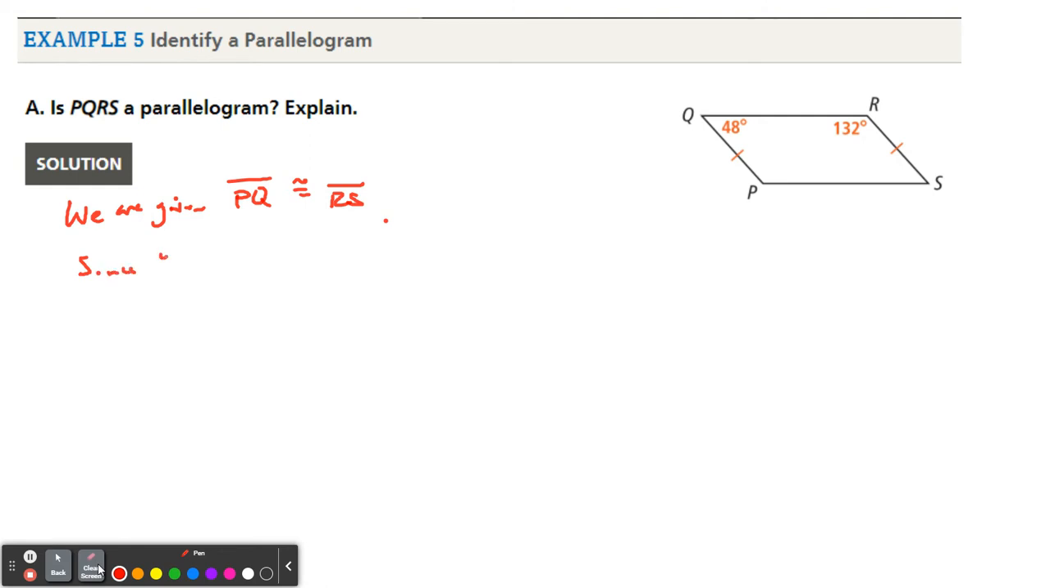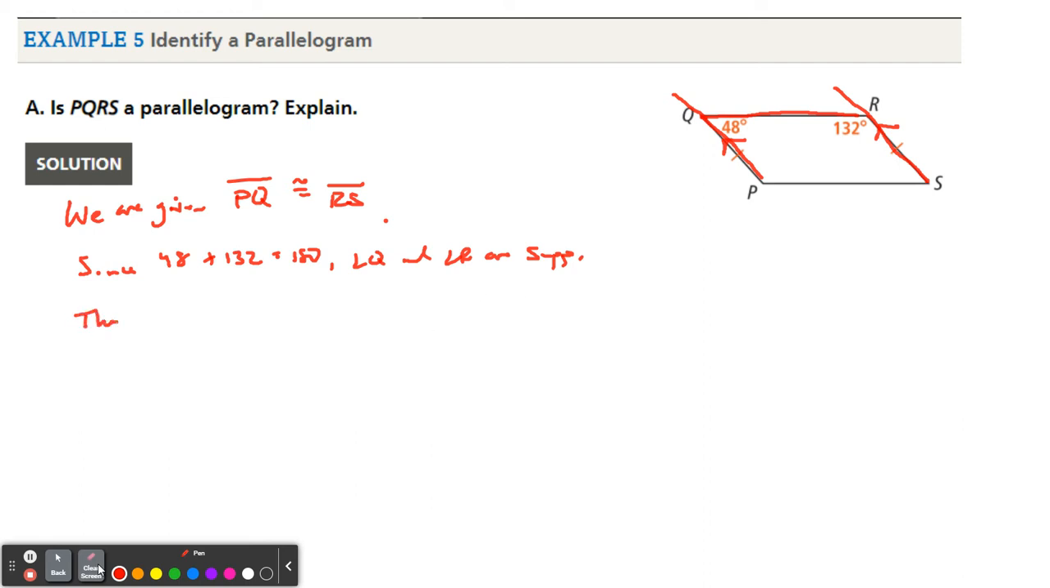So since 48 plus 132 equals 180, angle Q and angle R are supplementary. And if they're supplementary, look at this. Let QP be one line. Let RS be the other line. Let QR be my transversal. If I extend those sides, that means that angle Q and angle R are same side interior angles. And if same side interior angles are supplementary, then your lines are parallel. QP and RS, or PQ and RS, are parallel.